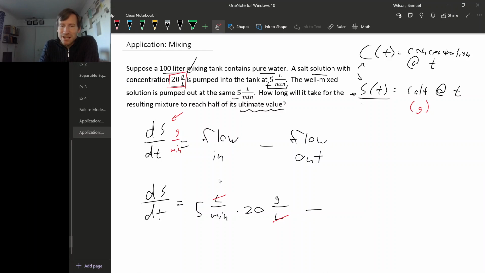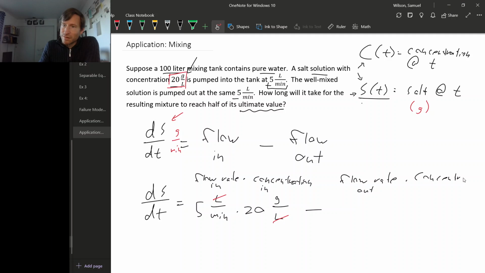Okay, so the idea here was we had the flow rate times the concentration, the flow rate in times the concentration in. That gives us the rate of salt flowing into the tank. But we can do the same thing for the flow rate out. For the flow rate of salt leaving the tank, we can do the flow rate of fluid going out times the concentration of the solution that's going out.